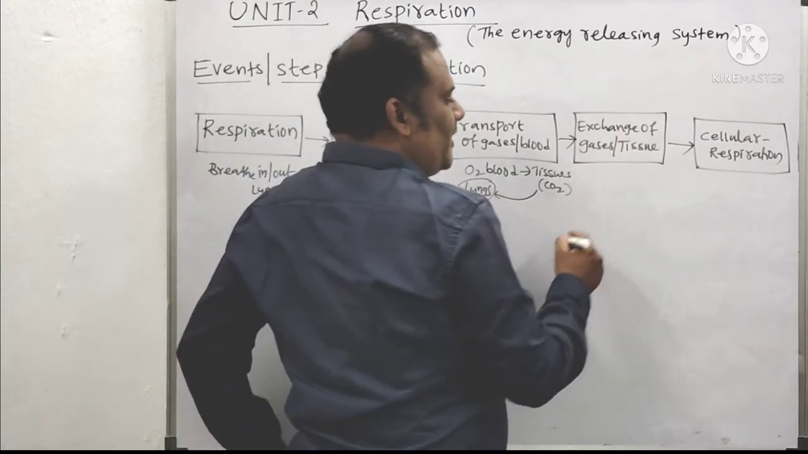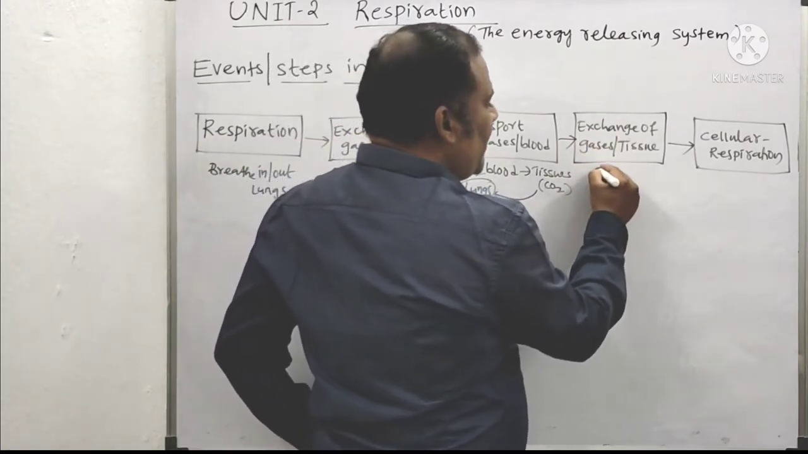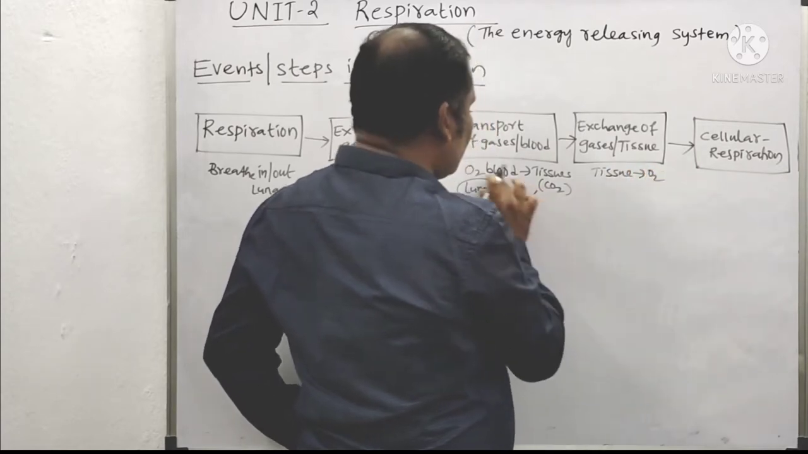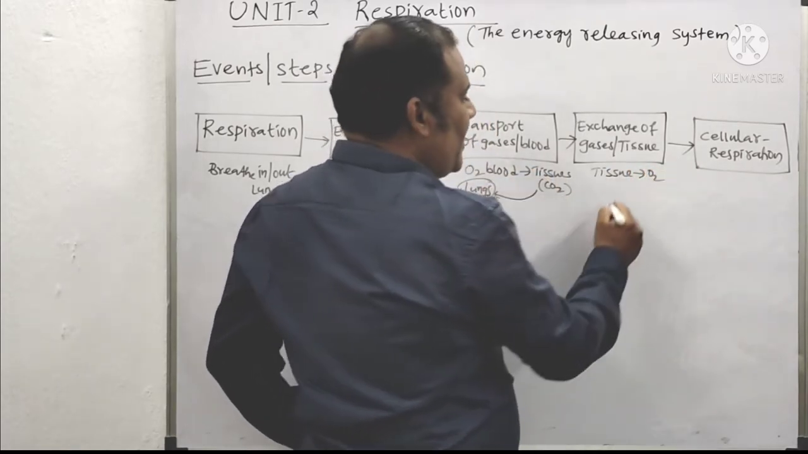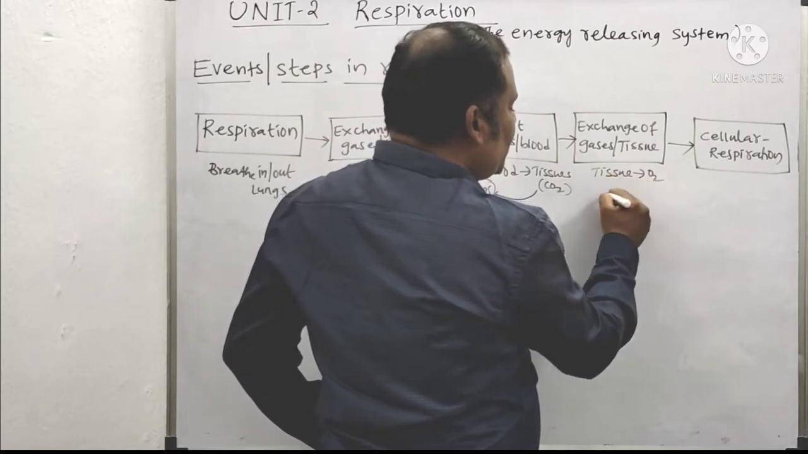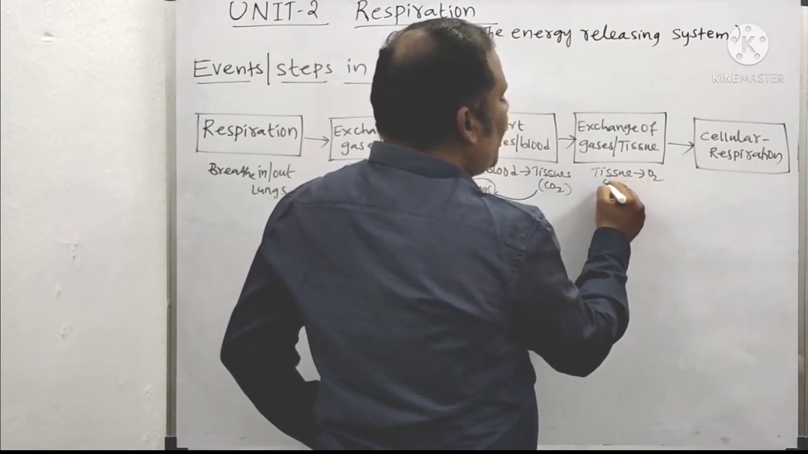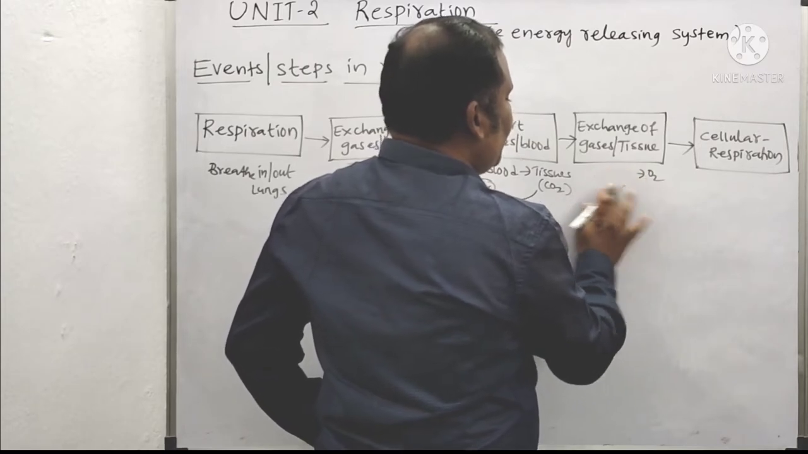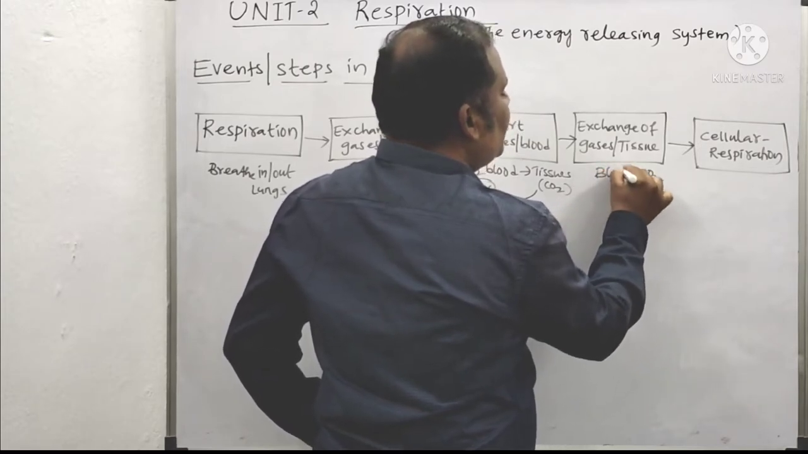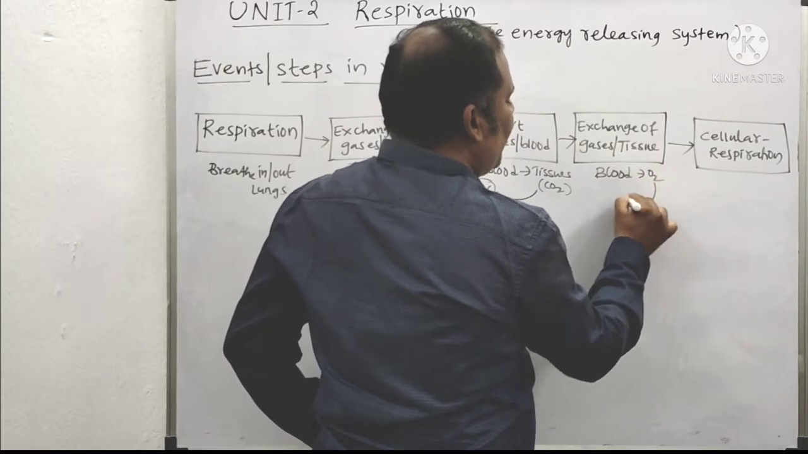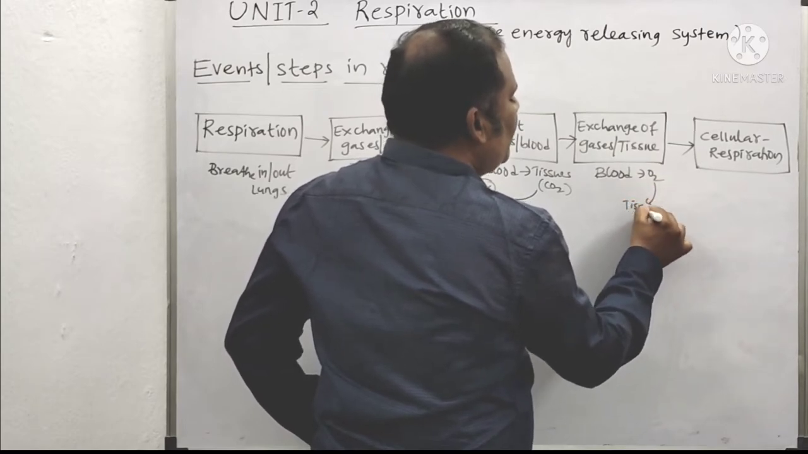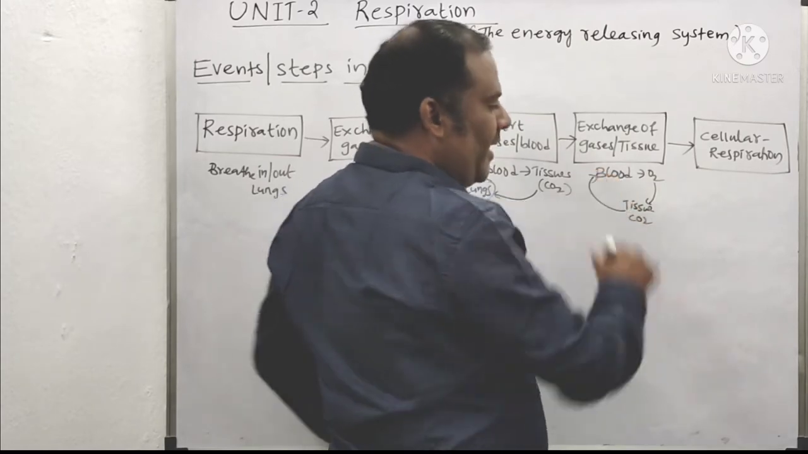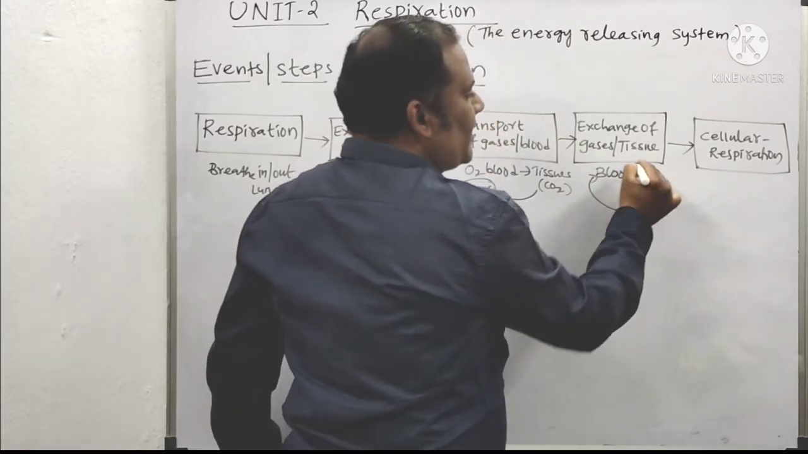Next, exchange of gas at the tissue level. I already told you that the tissues take up this oxygen. The blood which is carrying the oxygen will take it into the tissues. At the same time, the carbon dioxide present in the tissues will go into the blood. So, this exchange occurs like this.